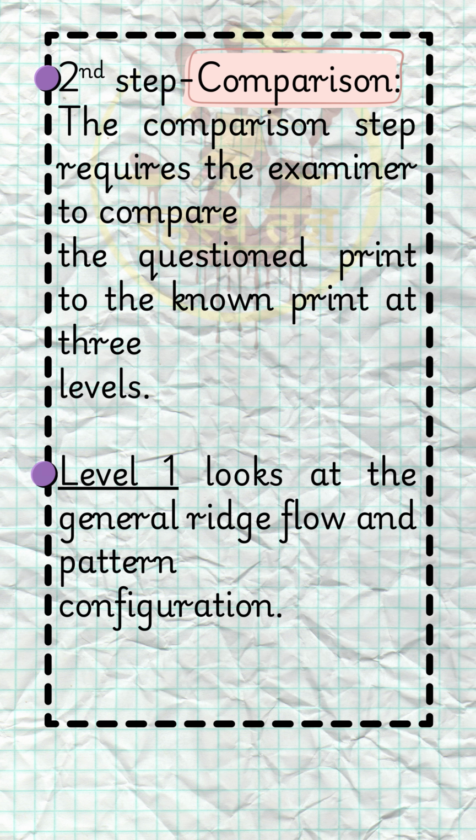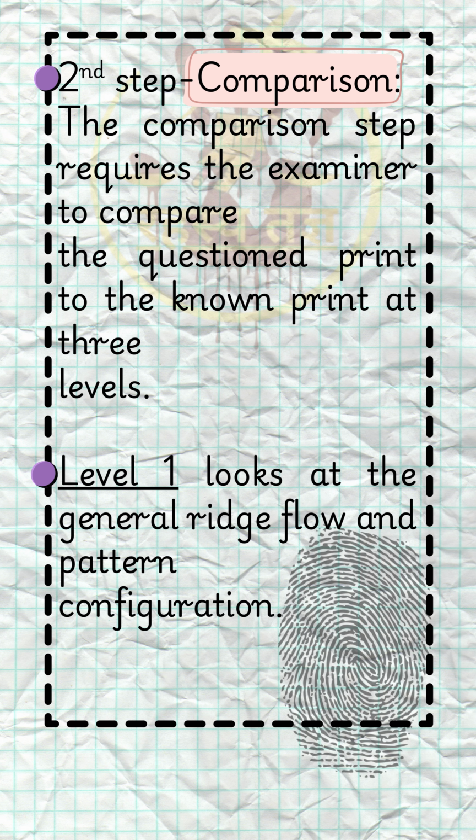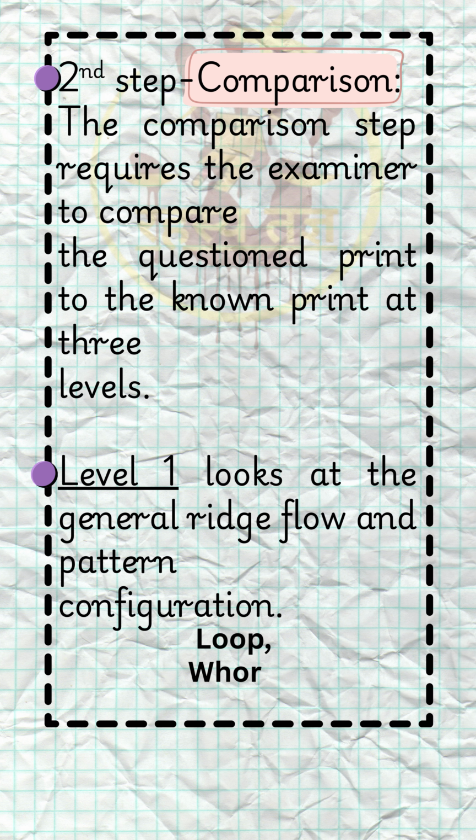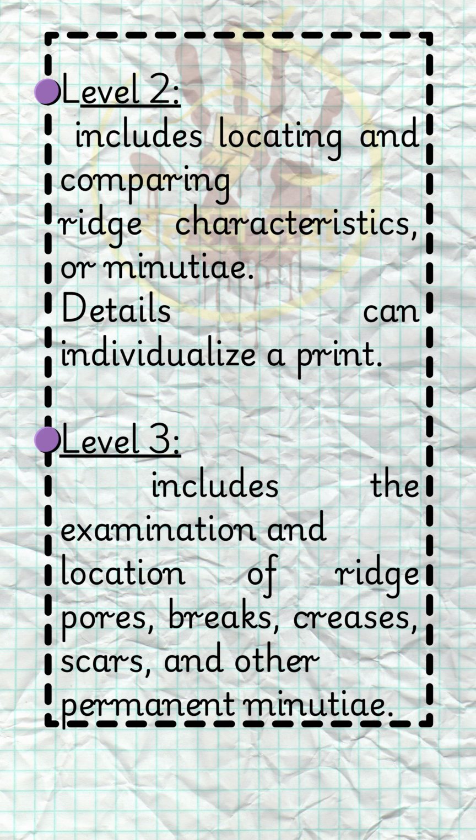In the comparison stage, the examiner compares the questioned print to the known print at 3 different levels. Level 1 looks at the general ridge flow and pattern configuration, for example, whether the pattern is a loop, whorl or arch pattern. Level 2 includes locating and comparing the ridge characteristics or minutiae, which are also known as Galton's features. Level 2 details can individualize a print. Level 3 includes the examination and location of ridge pores, breaks, creases, scars and other permanent minutiae.